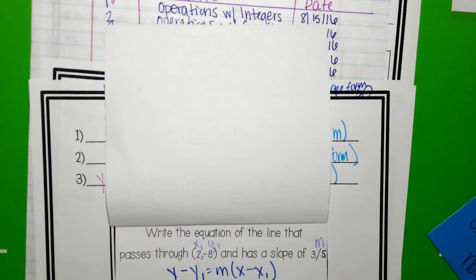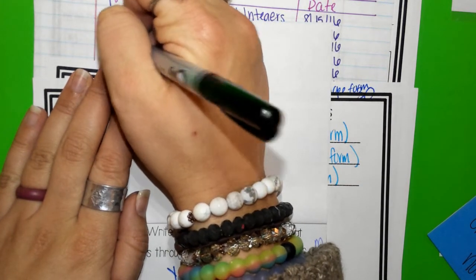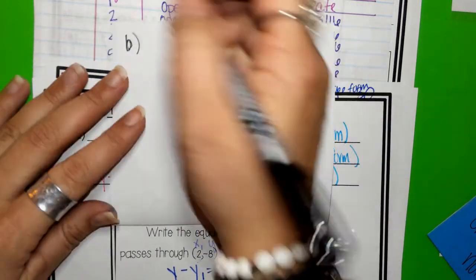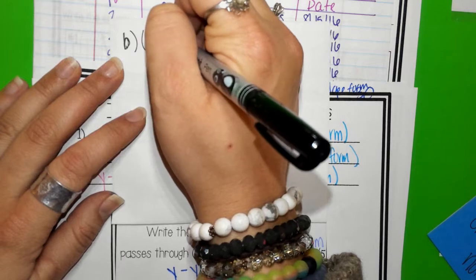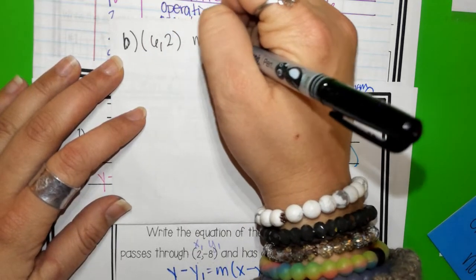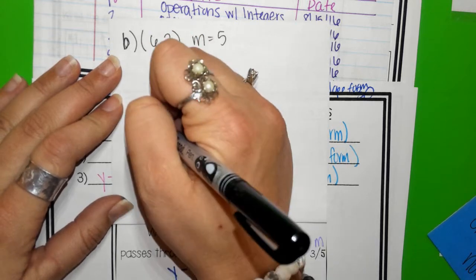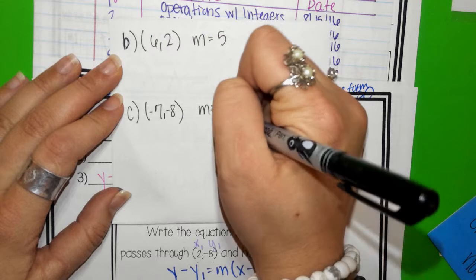So we're going to write our next problem up here. Please make sure you write the point and the slope just like I write. So we're going to call this B. We're going to do 2 more like this, and then we're moving on. So B is 6, 2 with a slope of 5. And C is going to be negative 7, negative 8 with a slope of 1/2.